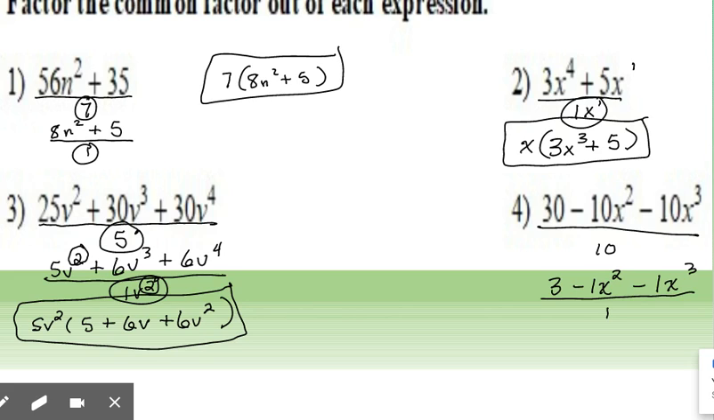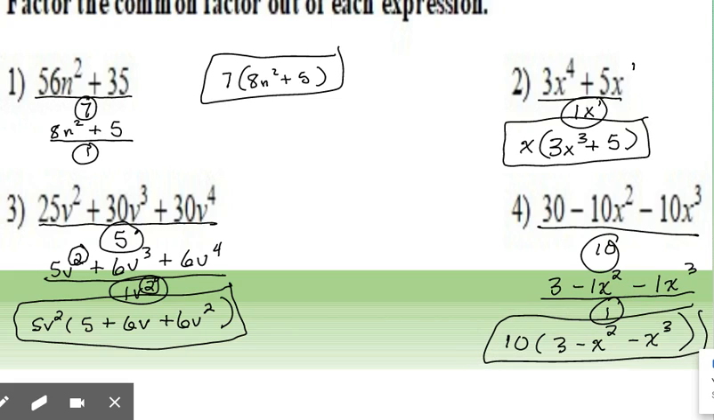And then I look at my variables, and the 3 doesn't have a variable, so there are no variables that'll be divided out. So in my parentheses, I'm just going to have that. And then 10 times 1 is 10. And I have my answer.